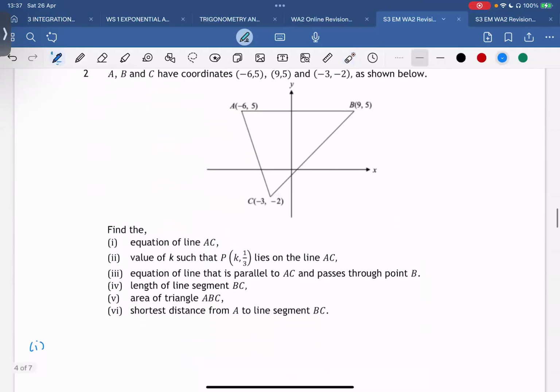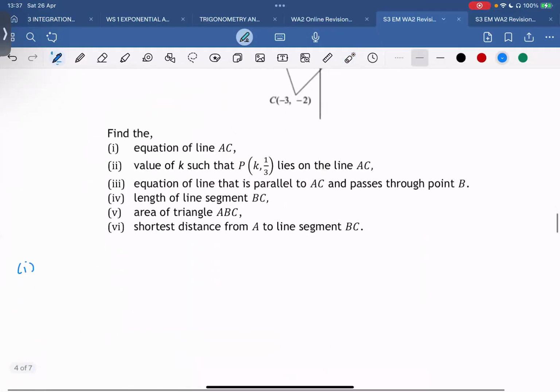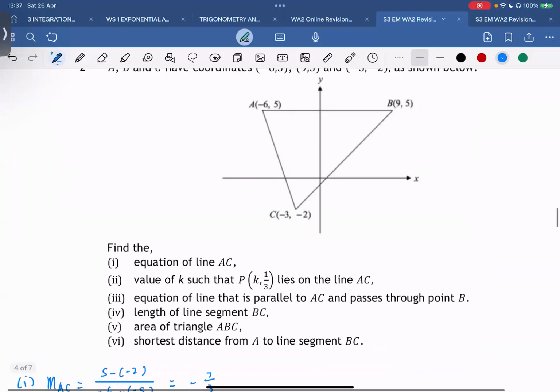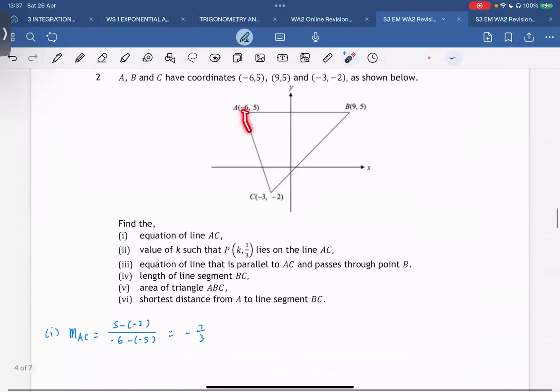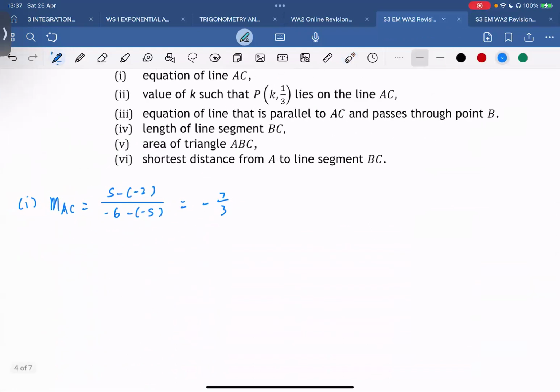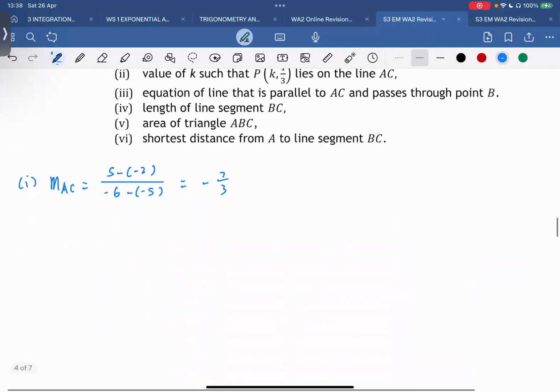So first we can start off with finding the gradient of AC, by using the formula (y2 - y1) over (x2 - x1). And that will give us -7/3. So take note, AC is downward sloping. So as expected, your gradient should be a negative value. If you get a positive value, be sure to check your working again.